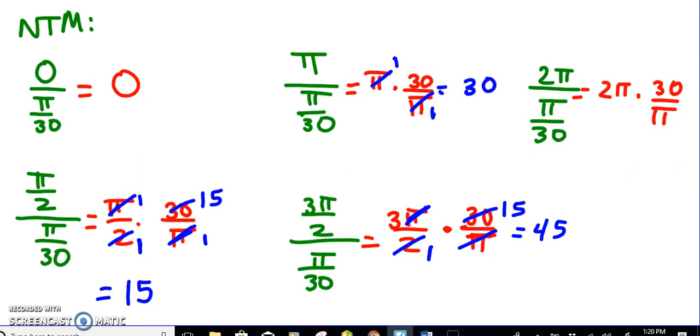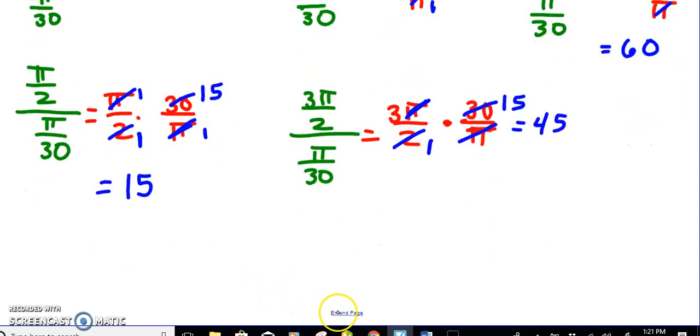All right. And then over here on this side, we get that to cancel with that one. And that gives us 60. All right. So with our new tick marks, we have the pi 0, 15, 30, 45, 90.